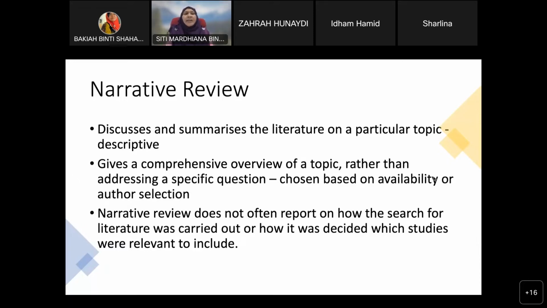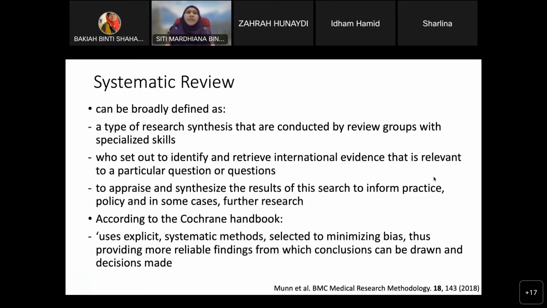And usually this is chosen based on the availability or the author selections. And a narrative review does not often report on how the search for literature was carried out. So they don't have a specific protocol or specific method for how it was decided which studies were relevant to include. Okay, so we come to the systematic review.